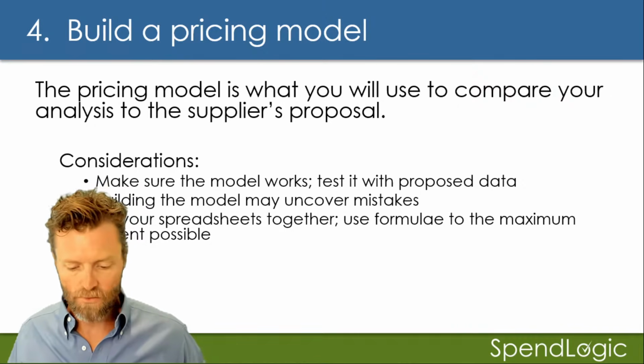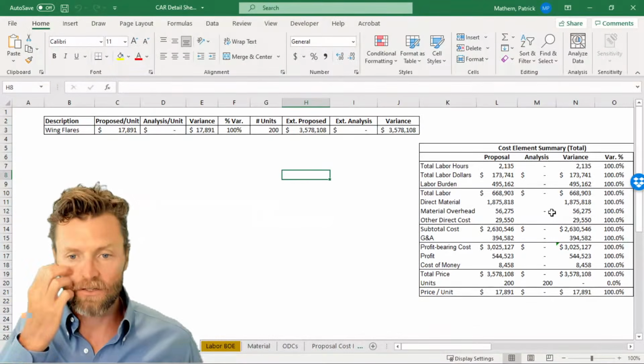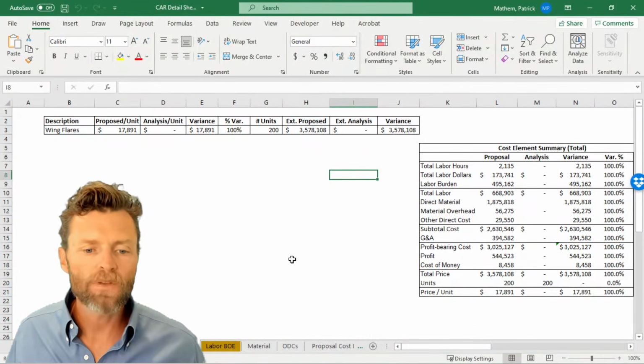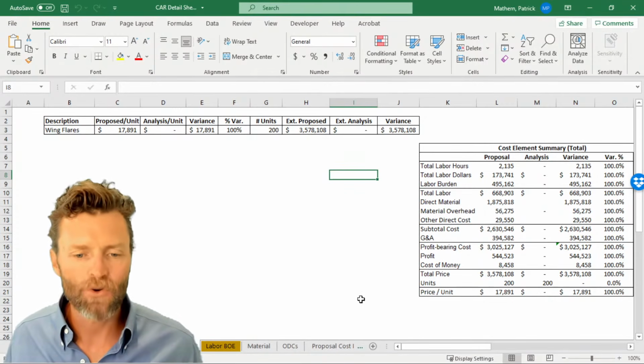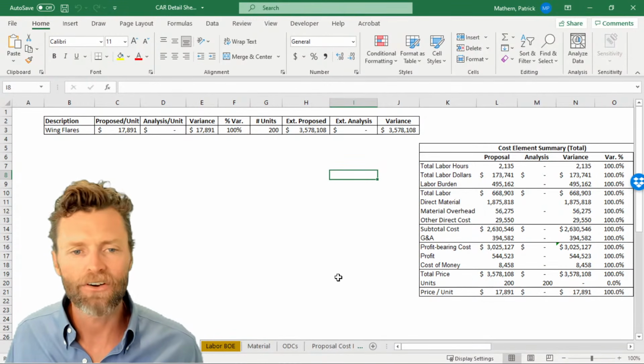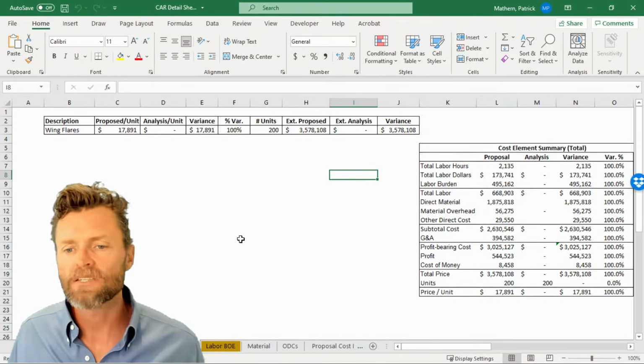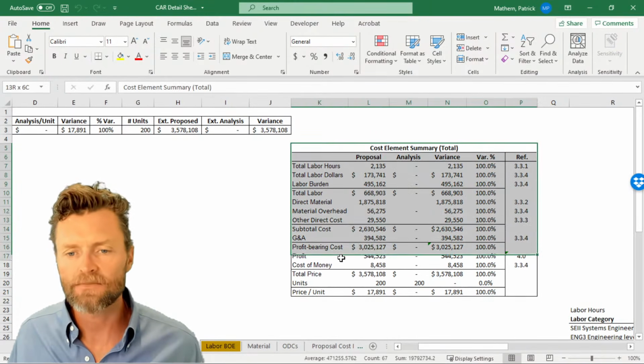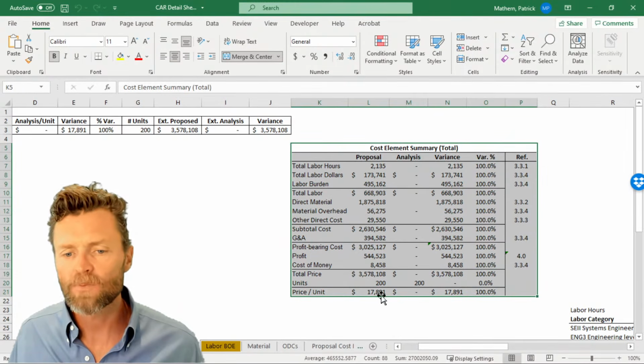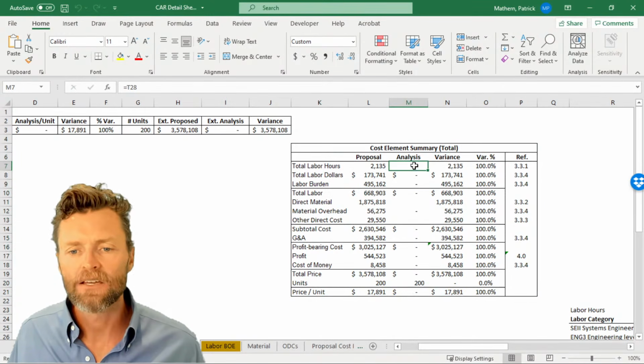Let me show you what the detail sheets look like. So this is how we build it. You're going to notice down here I got a whole bunch of sheets. That's for future courses, later on, how we get into each of the cost elements. But here's their basic proposal. You'll recognize this. This is the proposed position. My analysis is empty as of right now.